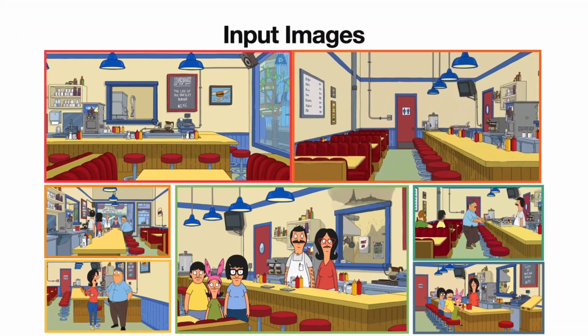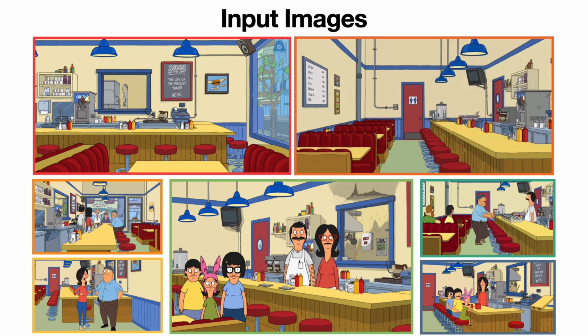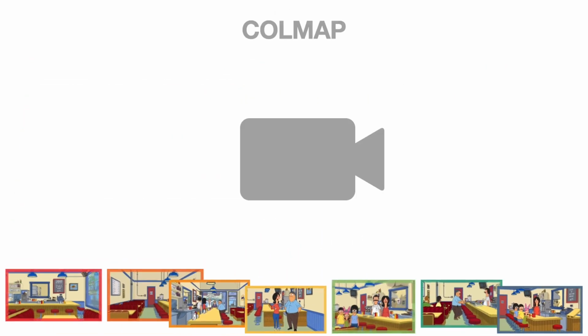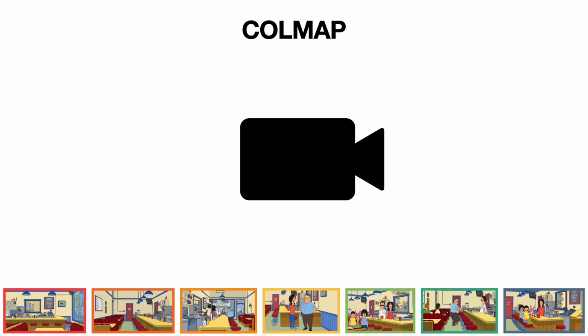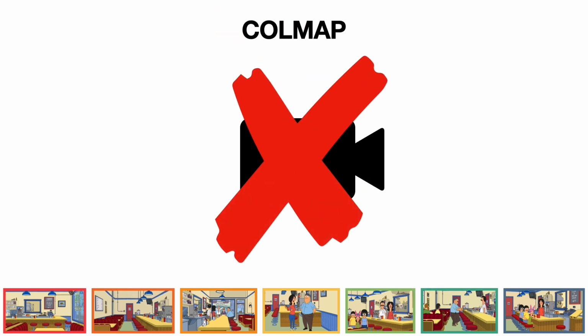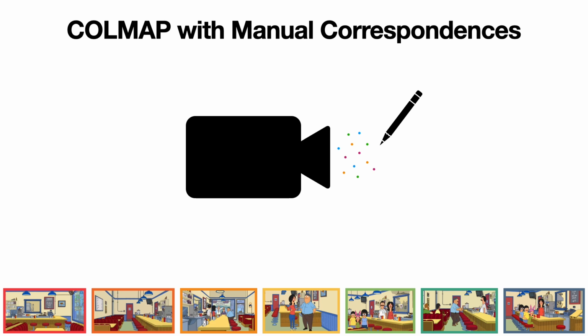Here we show an example set of input images used in our method. In order to lift these images to 3D, the images need to be drawn consistently. It's difficult for humans to tell, but structure from motion libraries like ColMap will fail. Even if we hand-label correspondences without any outliers, ColMap still fails.